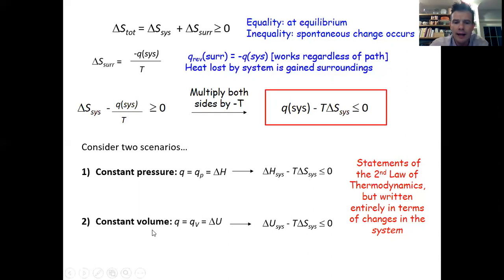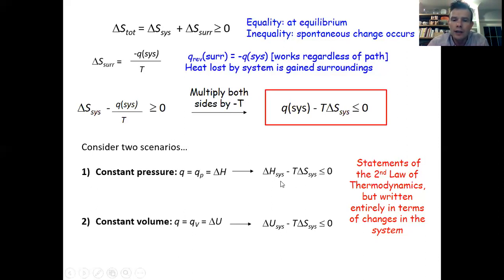The complement to that is constant volume. QV is equal to delta U. I substitute that in, and I get delta U minus T delta S of the system. And I've done a really tricky thing at this point. Again, I started at the second law of thermodynamics. We just did algebra. We end up with these equivalent statements of the second law of thermodynamics, but now they are written entirely in terms of changes in the system. And so Atkins actually calls this section of his text focusing on the system.